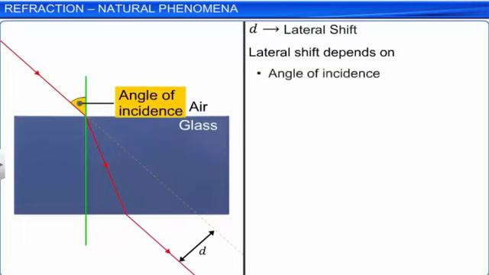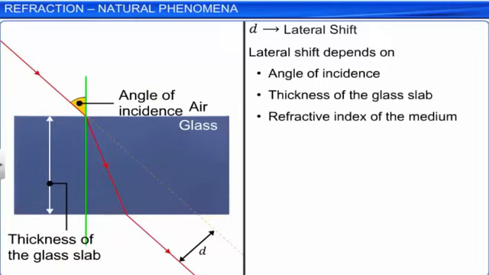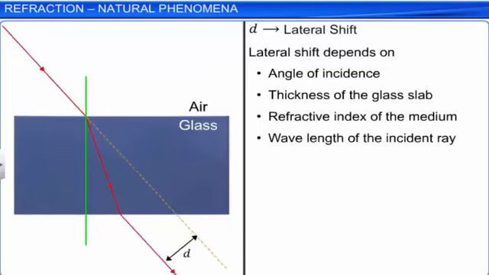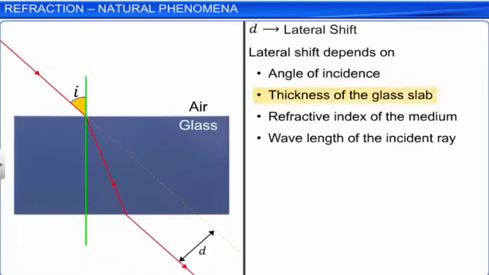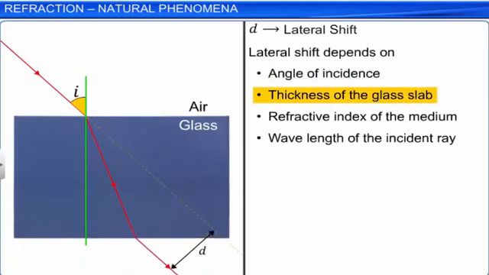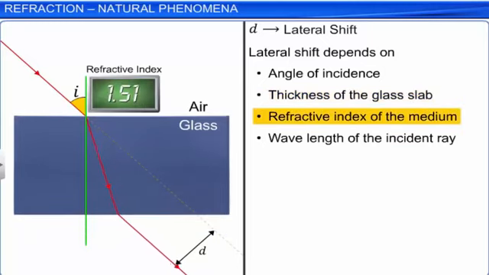Lateral shift increases with an increase in the angle of incidence, thickness of the glass slab, and the refractive index of the medium. Since the refractive index of a medium is inversely proportional to the wavelength of the incident light, lateral shift also is inversely proportional to the wavelength of the incident ray.